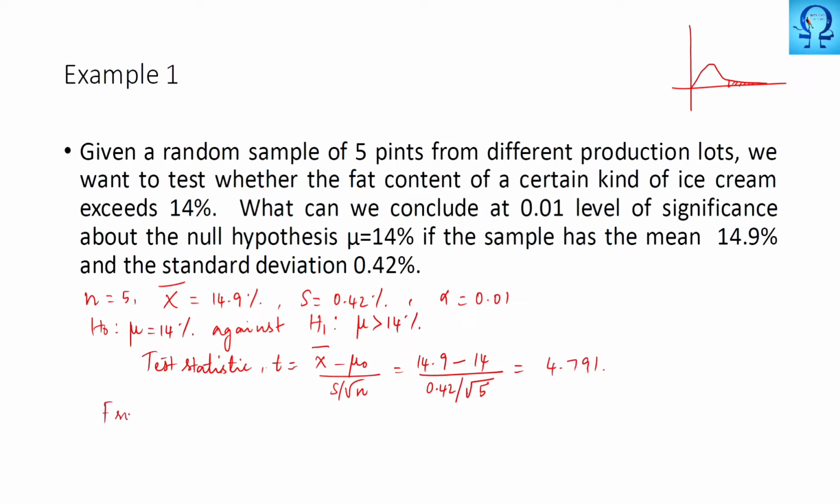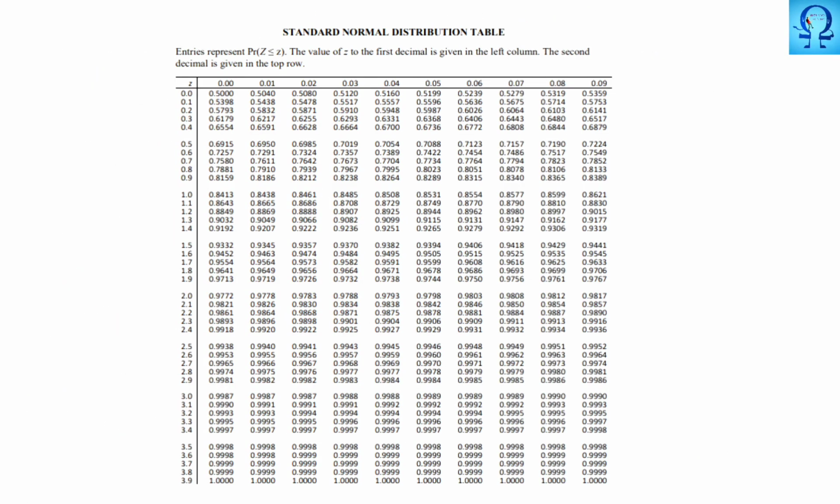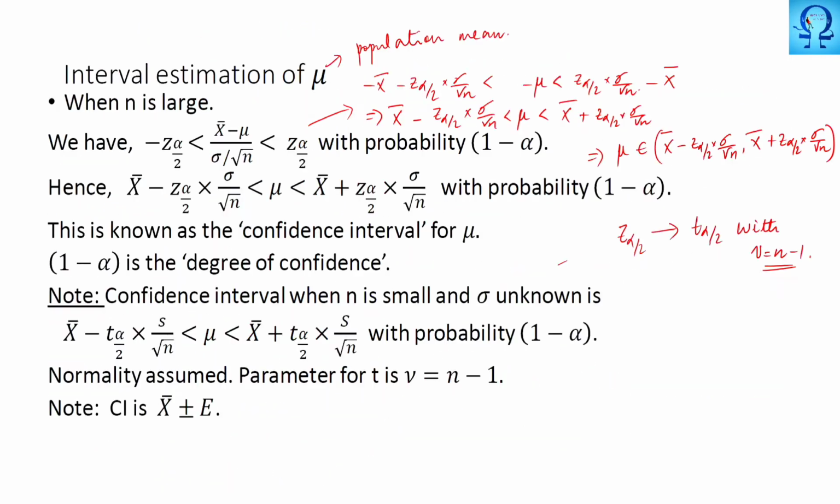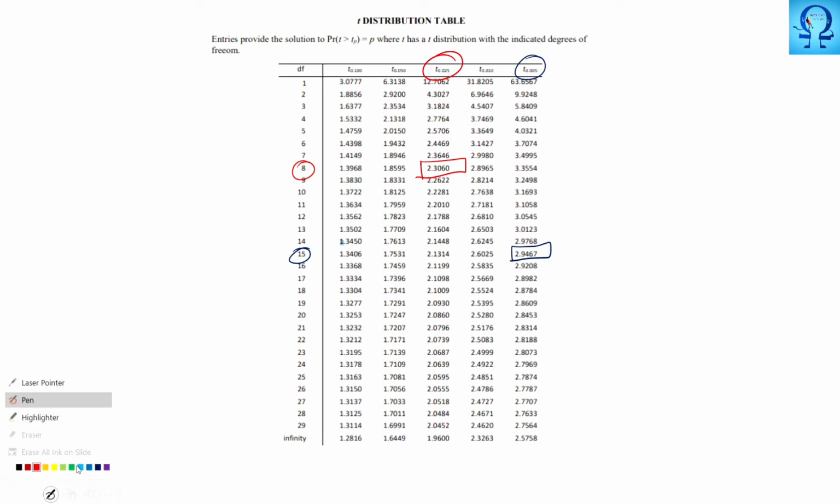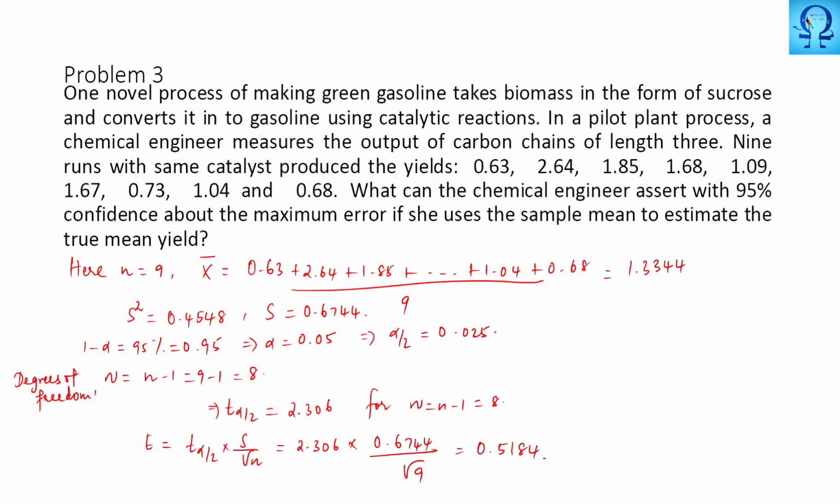Now from the table we need to find t alpha for alpha equal to 0.01 and nu equal to n minus 1, which is 5 minus 1, that is 4. Now let us go back to the t table. So 0.01 on the right hand side is the value that we are looking for, and nu is 5 minus 1, that is 4. This is the value, 3.7469.